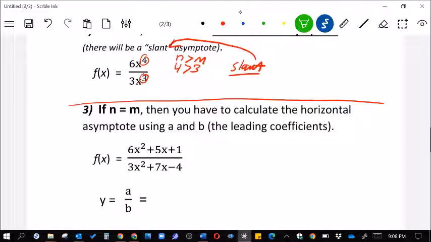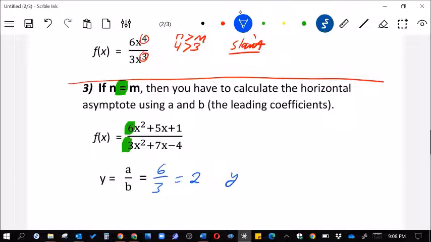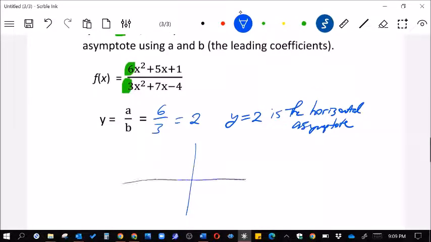If they're equal, you calculate it by using the a and the b. Here's where the 6 and 3 would now come in. A is the coefficient on top and b is the coefficient on bottom. 6 over 3 is equal to 2, so y equals 2 is the horizontal asymptote. Okay, and graph-wise, that would look 1, 2.